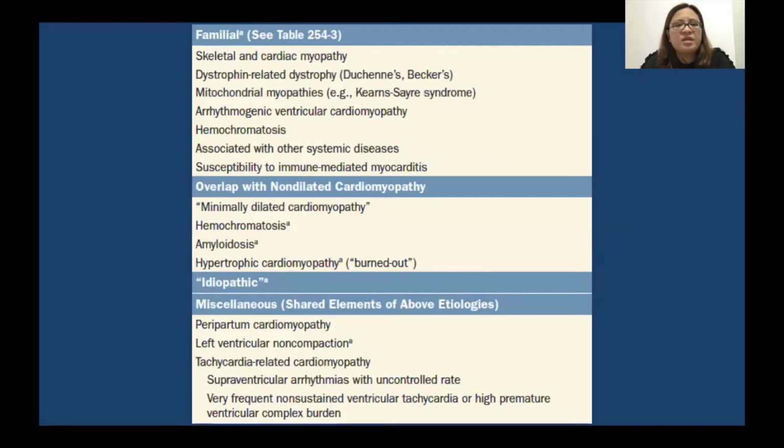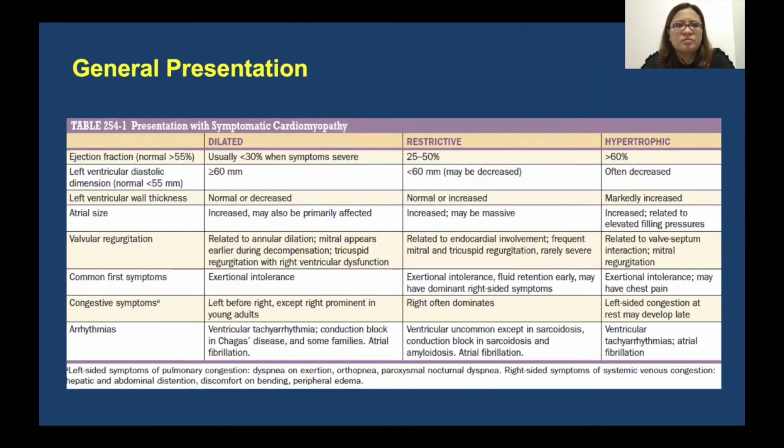These are the familial causes of DCMP, and some overlap with non-dilated cardiomyopathy. There are idiopathic causes and miscellaneous causes such as peripartum cardiomyopathy. There is left ventricular non-compaction, wherein there are presence of trabeculations in the left ventricular wall. Tachycardia-related cardiomyopathy is also an established cause.